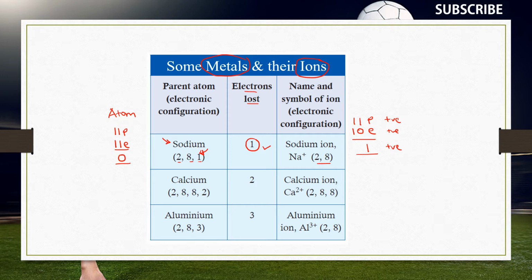Because 11 protons with 10 electrons means you have a net charge of 1 positive charge. That's why on the sodium ion we write the symbol and then a superscript representing the positive charge. If there are 2 positive charges, we write a superscript with a 2 plus, like you can see here on calcium. Feel free to pause and try to do the same workout with calcium and aluminium and see how these corresponding charges come about.